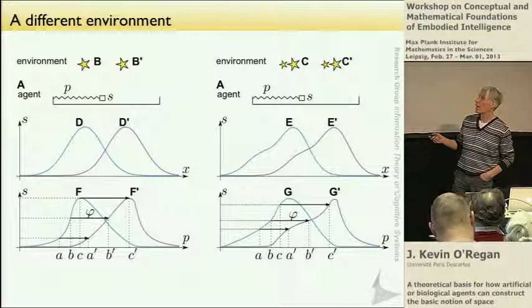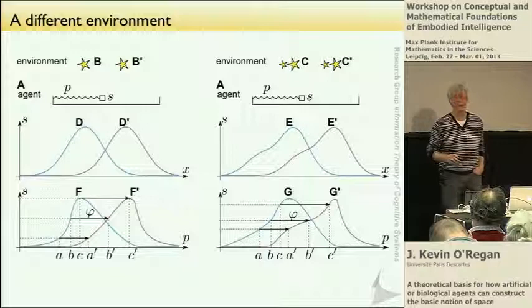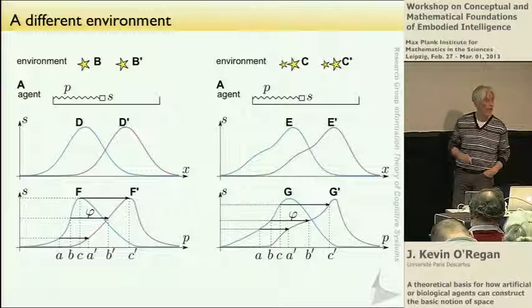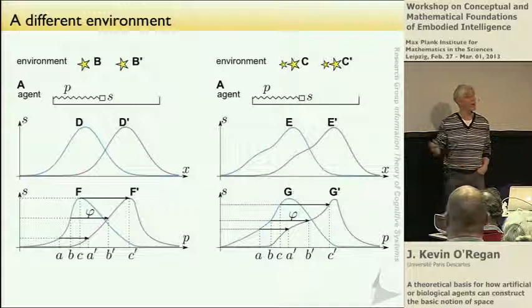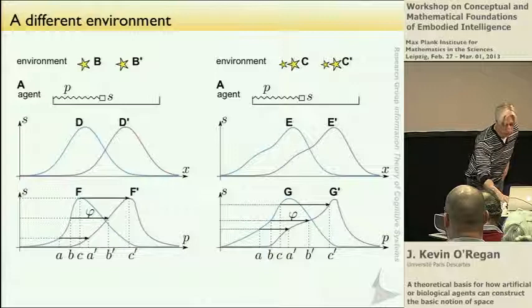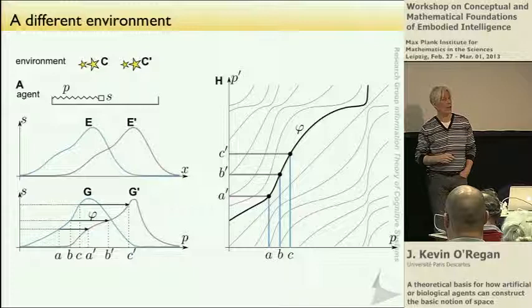Imagine that instead of having single light sources, I've got a more complicated kind of light source. And so the response of the photoreceptor is something like this now. And now I can recalculate my functions phi in this new environment. Now, what do you expect? You'll get a whole new set of functions phi. Here are my new functions phi. Something odd has happened. These functions phi are exactly the same as before.